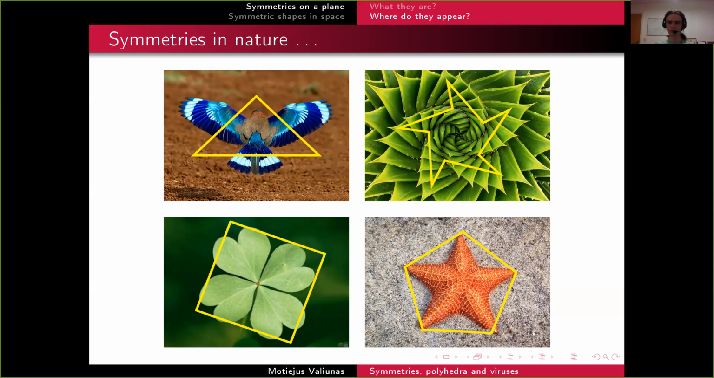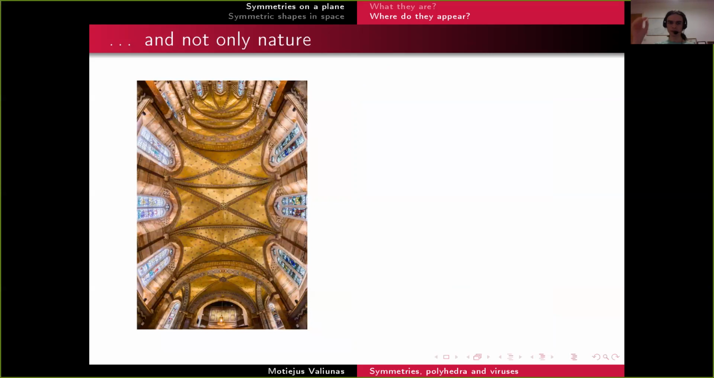Okay, so let's look at some other symmetries. And some other symmetries exist not only in nature, but also in human-made objects. For instance, if you go to a church and you look up, you can see a roof that looks something like this. So on one hand, symmetries are abundant in nature, but on the other hand, humans also find them appealing and produce, say, symmetric objects, symmetric architecture, and things like that.